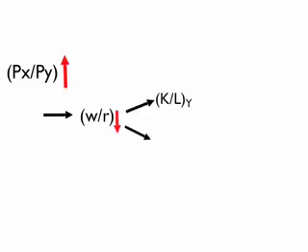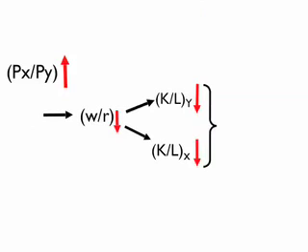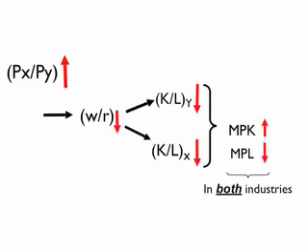We can depict this schematically in the following way. Again, the relative price of X rises, causes the wage-rental ratio to fall. This then gives a motivation for both industries, both the Y industry and the X industry, to lower their relative use of capital, i.e., increase their relative use of labor. That will then change the marginal productivity in the two industries. The marginal productivity of capital rises, and the marginal productivity of labor falls in both industries. It's important to note, in both industries, the same effect takes place.